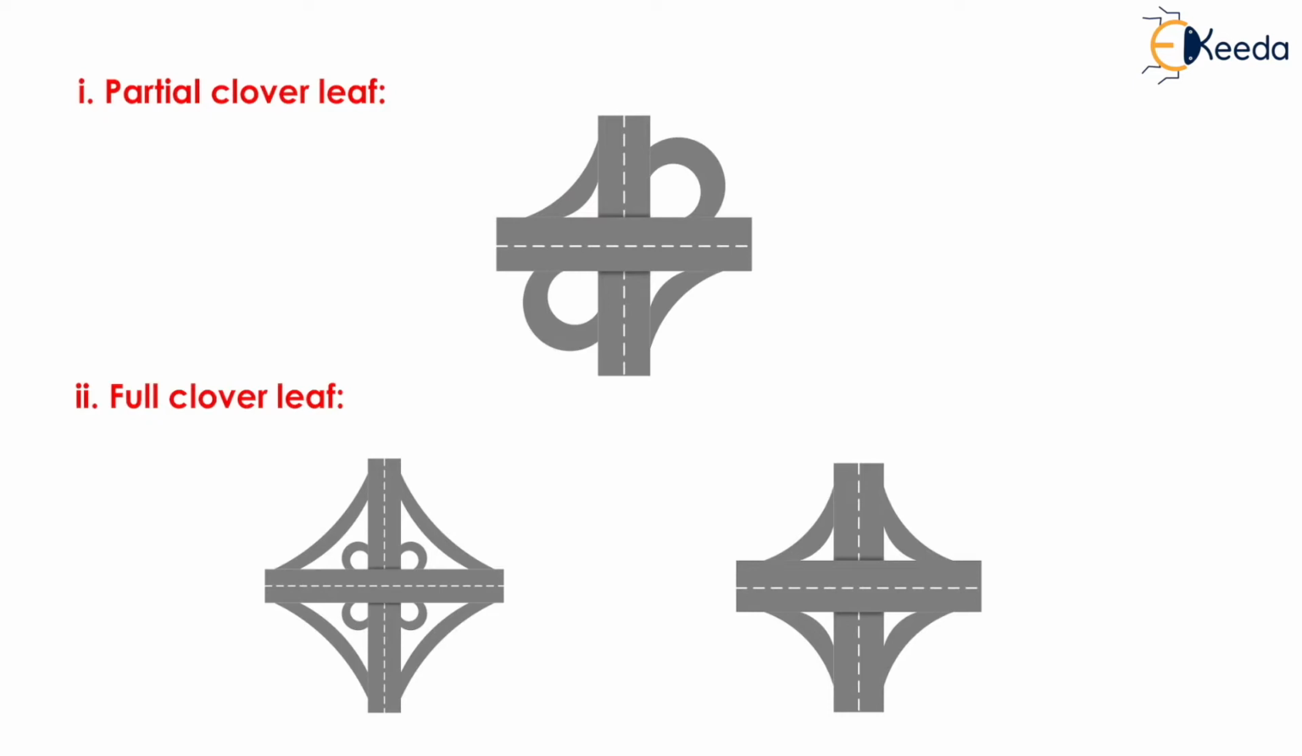Now the various types of grade separated intersections are, the first one is partial clover leaf, in which the clover leaf is provided partially, just like this. The next is the full clover leaf, in which the clover leaf is provided fully, like this. If some vehicle is trying to move from this road to this road, then it will use this ramp. If some vehicle is trying to move from this road to this road, it will use this leaf. Similarly, if some vehicle is trying to move from this road to the bottom road, then it will use this leaf, and so on.